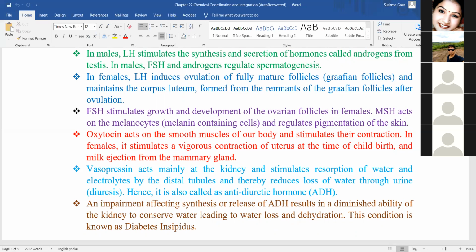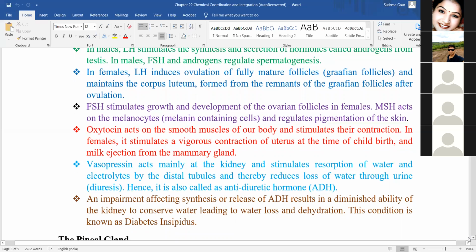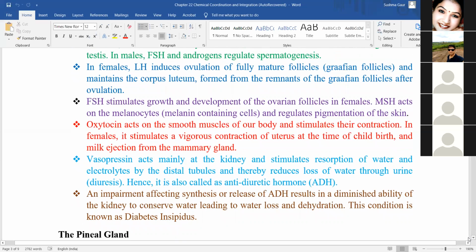Yes, ma'am. This is an interesting chapter, but there are a lot of things in this chapter which you have to learn. You have to learn the name of different hormones and different organs, and if they become excess which disease will occur, if low which disease will occur, all of that. But it's an interesting chapter.